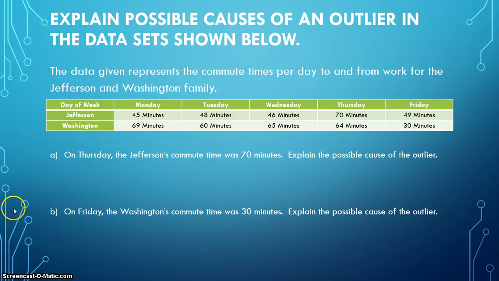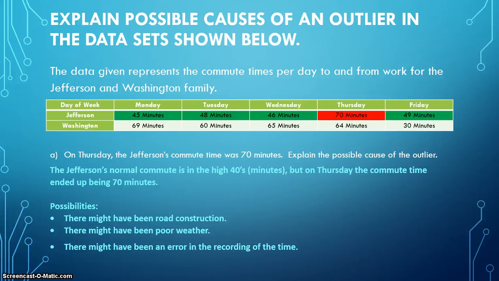Alright, welcome back. So as you can see on the screen, I still have the problems up. And it's all about commuting, so we're going to go ahead and take a look at the first one. As you can see, I already have the row highlighted and that Thursday one highlighted. And if you notice, all the times are in the mid to high 40s, except for Thursdays, which is in the 70s. So his travel time increased dramatically. So we got to think of possibilities. There might have been road construction on Thursday. There might have been poor weather on Thursday. There might have been an error in the recording of the time. Remember, error can always be a possibility.